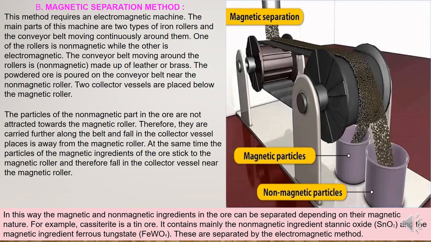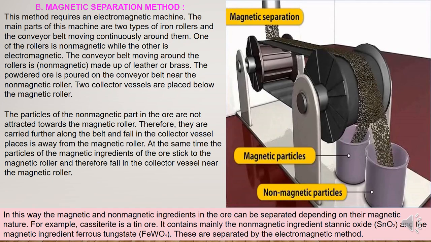Next you have the magnetic separation method. This method requires an electromagnetic machine. The main parts of this machine are two iron rollers and a conveyor belt moving continuously around them. Here you can see these two things. One of the rollers is non-magnetic, while the other one is electromagnetic. The conveyor belt moving around the rollers is non-magnetic, made of leather or brass. This जो पट्टा दिखाई दे रहा है ये leather या brass का बना होता है.